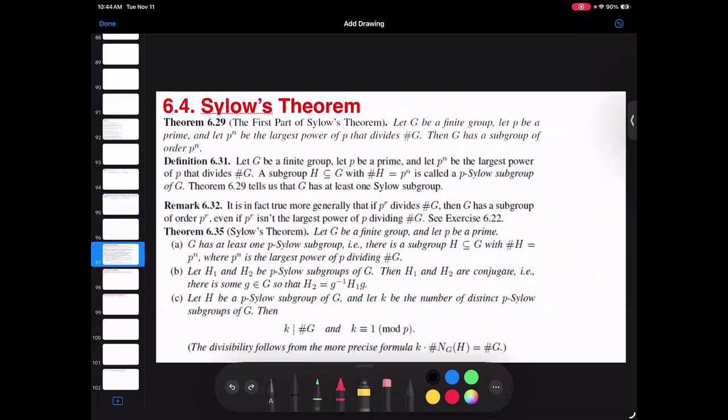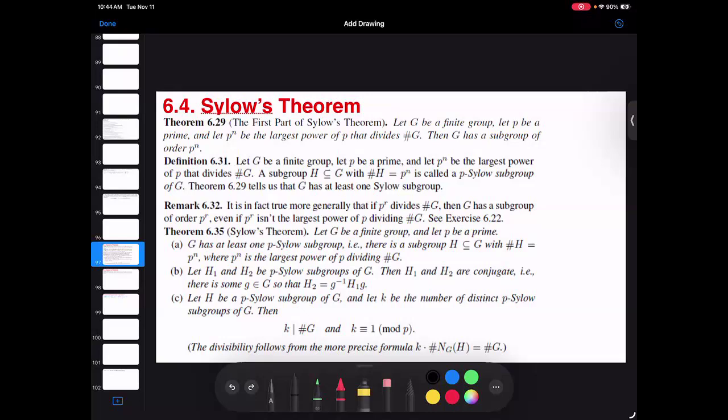Okay, so now we come to the Sylow theorem. So we have theorem 6.29. If we have a finite group G, p is a prime, and p to the n is the highest power of p that divides the size of G, then G has a subgroup of order p to the n. So if G is of size 12, there must be a subgroup of size 4. There must be a subgroup of size 3. Does there have to be a subgroup of size 2?